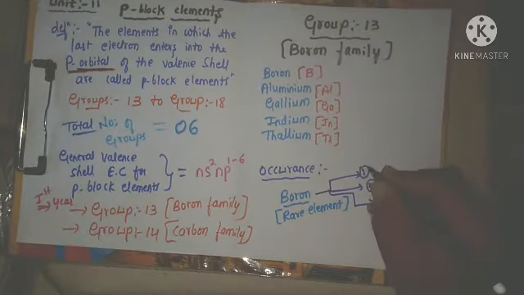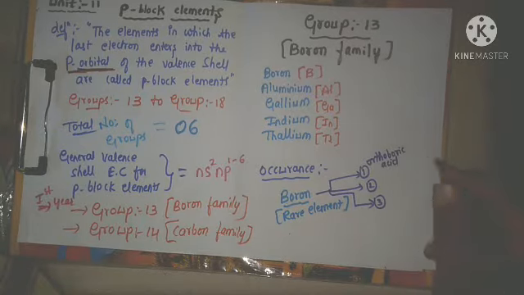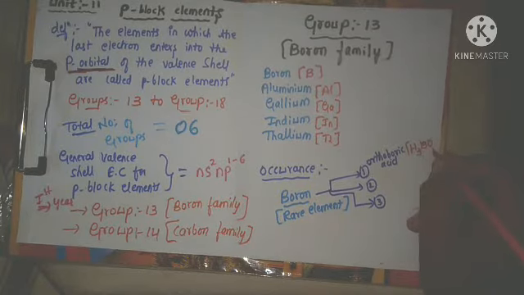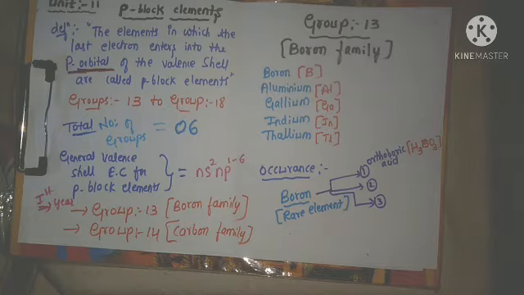What are those? The first one is orthoboric acid. This is the first one. What is the formula of orthoboric acid, sir? That is H3BO3. Here boron is there. Is it H3BO3? Right? Orthoboric acid. And the second form is borax.